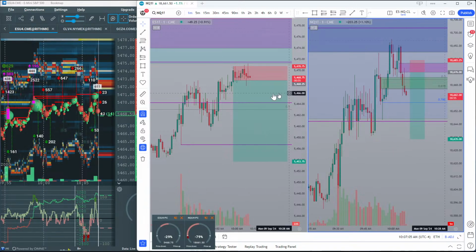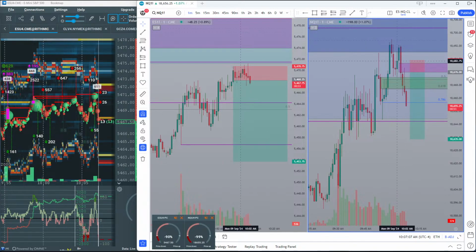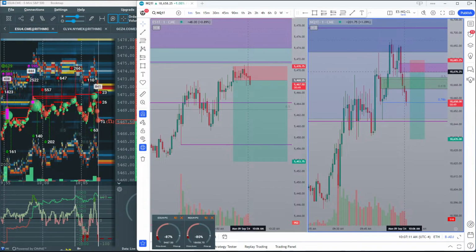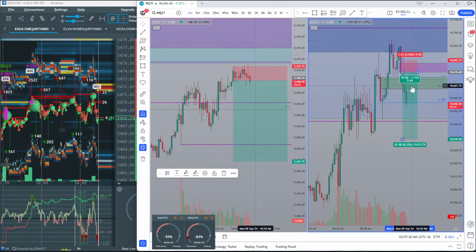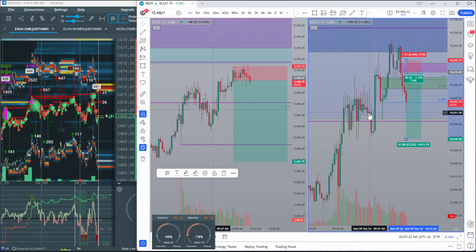I feel like it could come back up. Ooh. Okay. Wait on this. I'm gonna wait on this. Damn, son. Should have trusted that fair value gap. Gotta know when to trust.